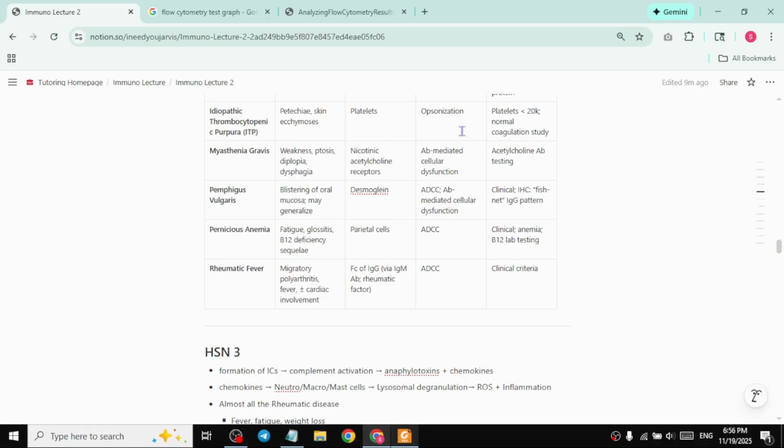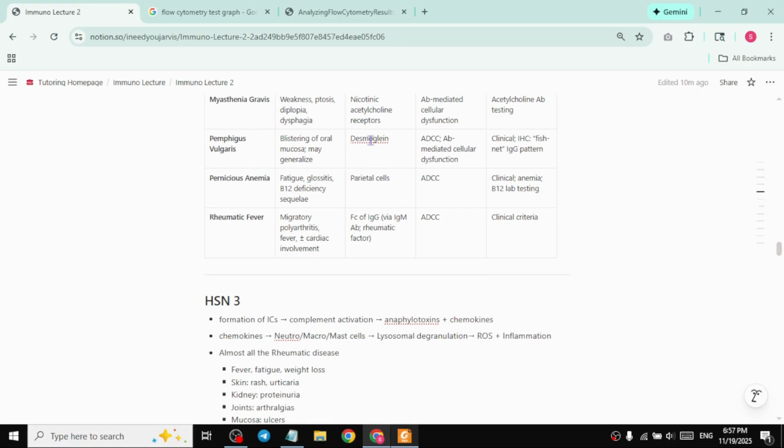Okay. Myasthenia gravis, what are you making? You're making nicotinic antibodies, right? Acetylcholine receptors, nicotinic type, right? And then usually it's cellular dysfunction. Usually it blocks the acetylcholine action, right? Pemphigus vulgaris, usually it's against the desmosome. The protein is called desmoglein, right? Causes blistering, but this is the thing that will explode whenever you have pressure in it.